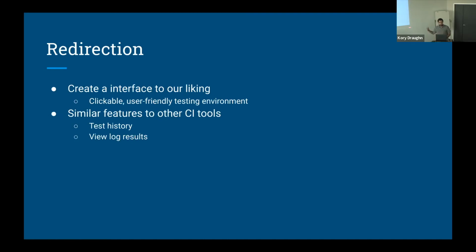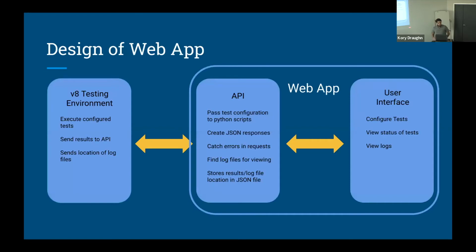So this involved some redirection, and ultimately we settled on creating an interface to our own liking that would be nice, user-friendly, and clickable, and would still involve a lot of similar tools that Jenkins and Buildbot had, such as a test history and being able to actually view the test log results. And this ultimately was the design schema for the web app.